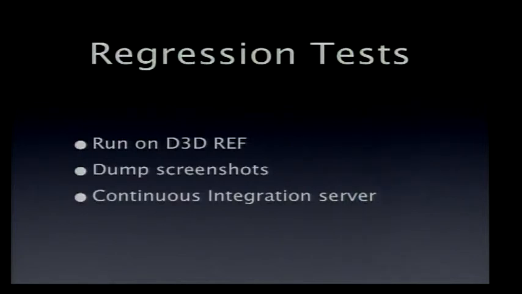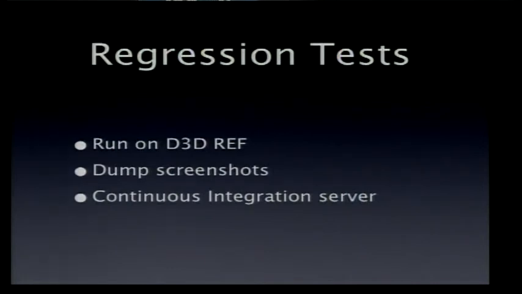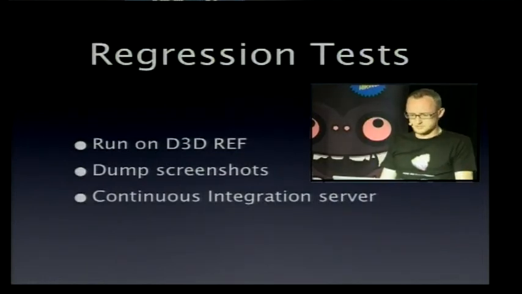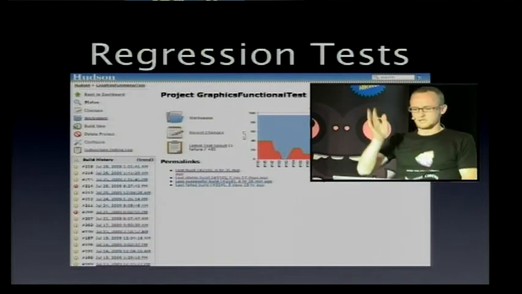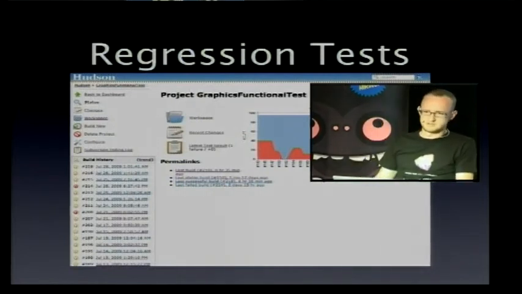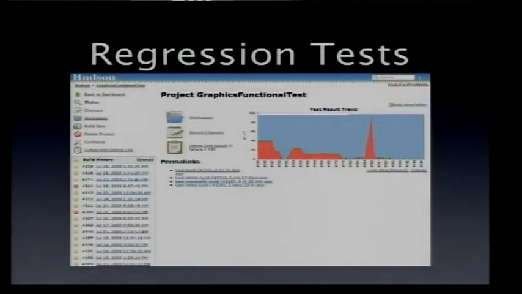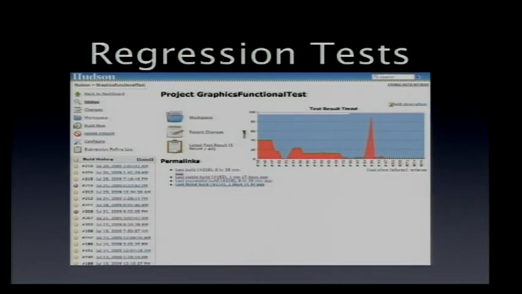For that, we run the same tests as regression tests, not on the real GPU, but on DirectX software rendering, dump a lot of screenshots, and compare them against the known correct screenshots. And we have this continuous integration testing server where we can immediately see, basically each day, whenever someone broke something in the code base. And I like that. That helps a lot. So that's about it.